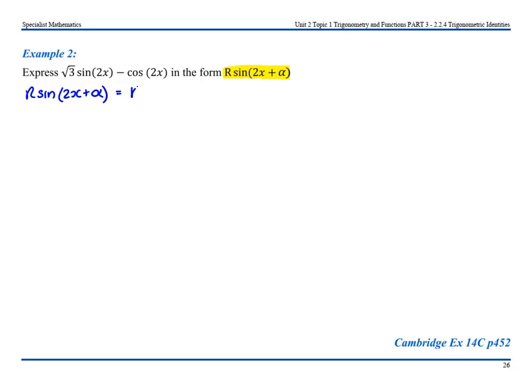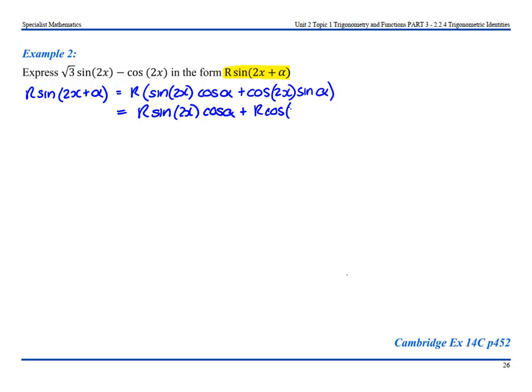So I'm going to rewrite that. Look at our formula sheet. It's going to be sine 2x cos alpha plus cos 2x sine of alpha. Expand our brackets, we get r sine 2x cos alpha plus r cos 2x sine of alpha. And on our left-hand side, we have square root of 3 sine 2x minus cos 2x.